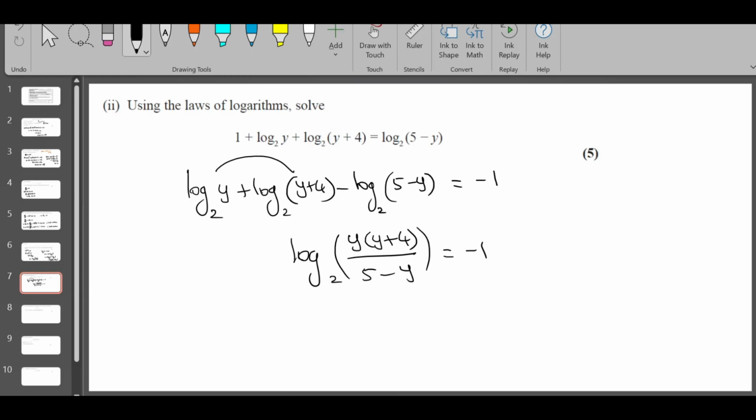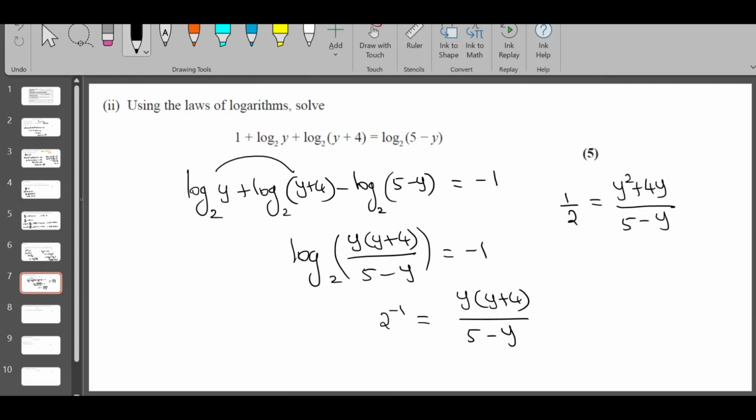Now rewrite using power. You can write it as 2 power minus 1 is y times y plus 4 over 5 minus y. 2 power minus 1 is 1 over 2, right? So you have 1 over 2 is y square plus 4y if you open the bracket. Now cross multiply. 5 minus y times 1 is 2 times this. Move everything one side, you will get 2y square plus 9y minus 5 is 0.